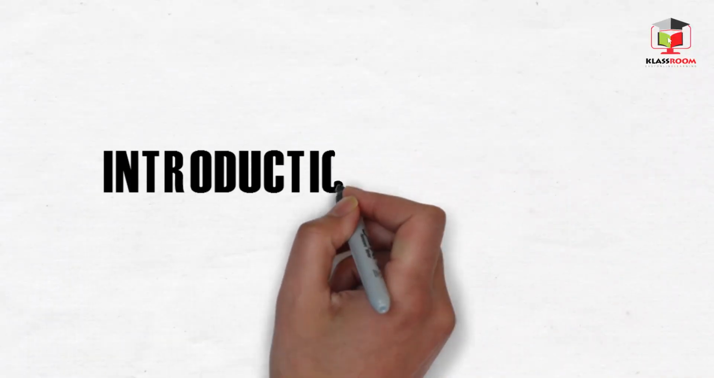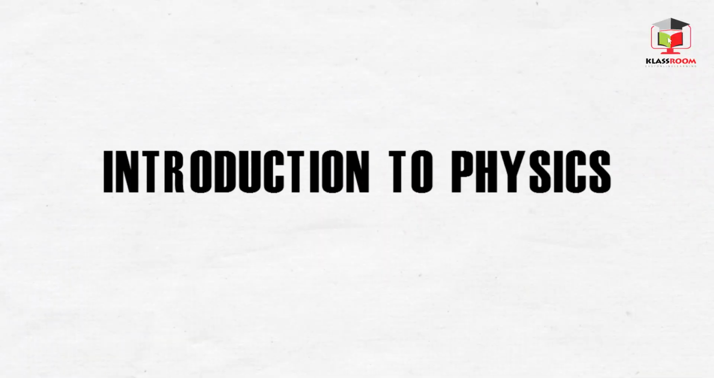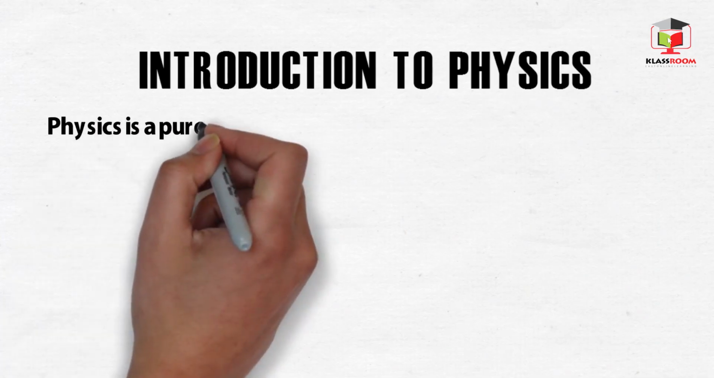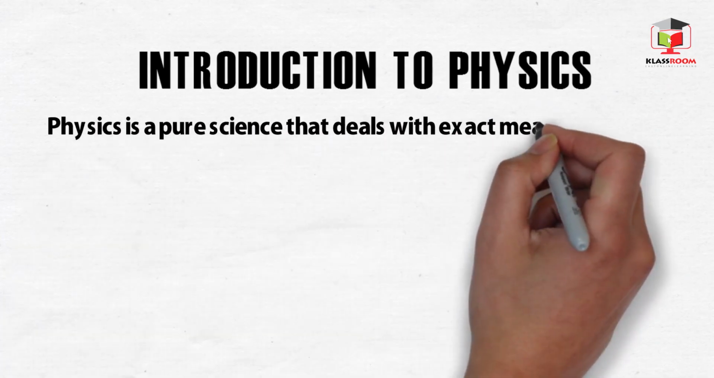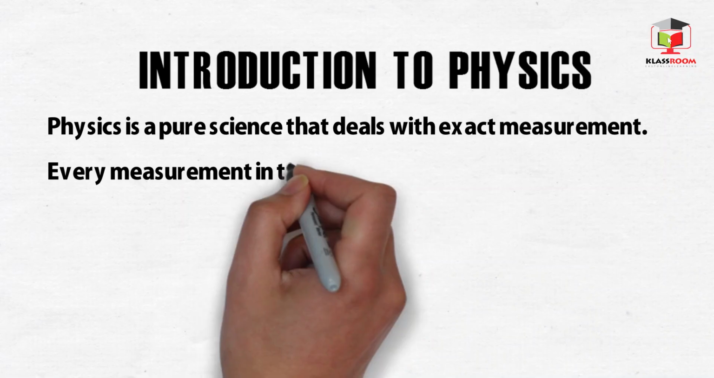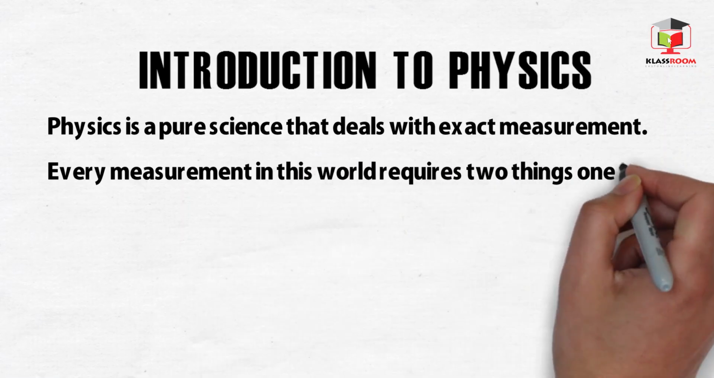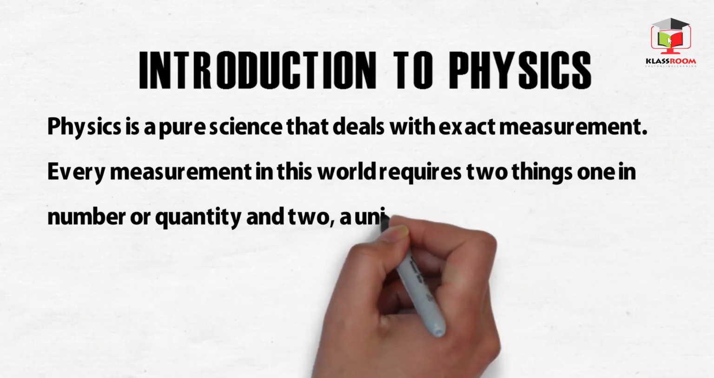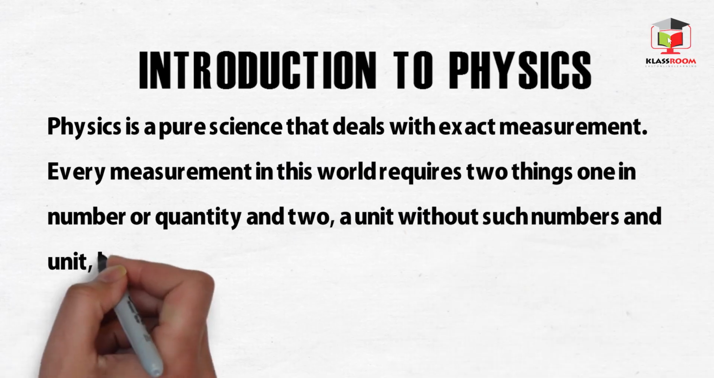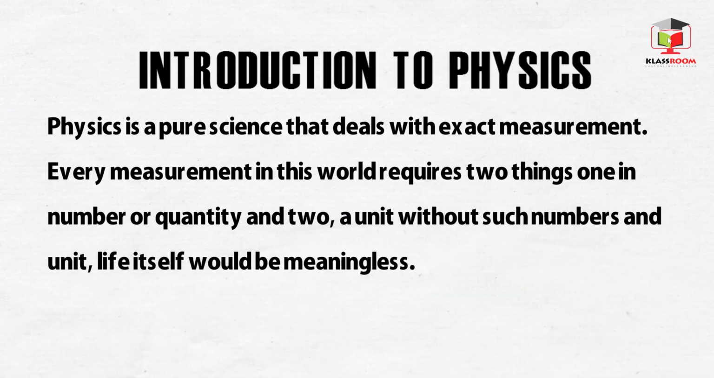Introduction to Physics. Physics is a pure science that deals with exact measurement. Every measurement in this world requires two things: one, a number or quantity, and two, a unit. Without such numbers and units, life itself will be meaningless.